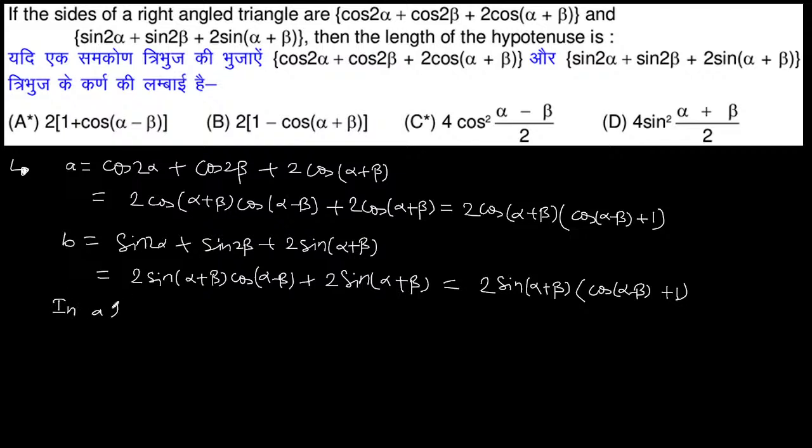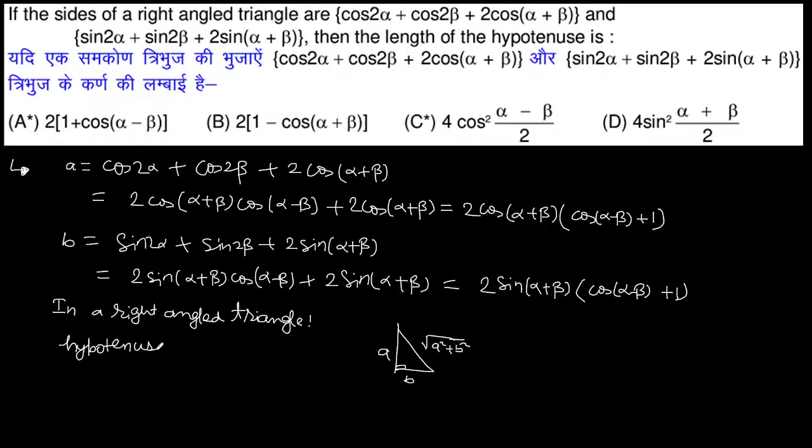In a right angled triangle, this is A, this is B, and this is root under A square plus B square using the Pythagoras theorem. So in a right angled triangle, the hypotenuse is root under A square plus B square.